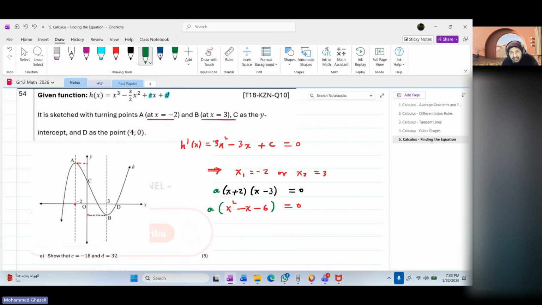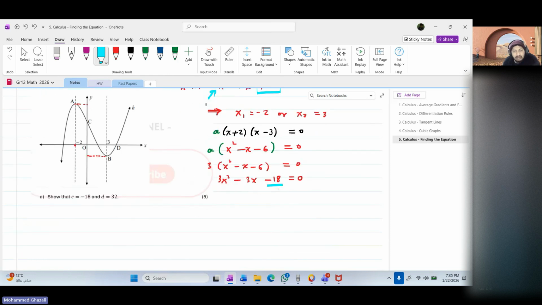So the value of a in this case is already 3. So that's 3 into x squared minus x minus 6 is equal to 0. If I open up this entire equation, I will get 3x squared minus 3x minus 18 is equal to 0. So now can you see what the value of c is? If you're comparing here, look at this value. This value of c is equal to negative 18 from the original quadratic. So this implies the value of c is equal to negative 18. Great, we solved for the value of c, which is negative 18.